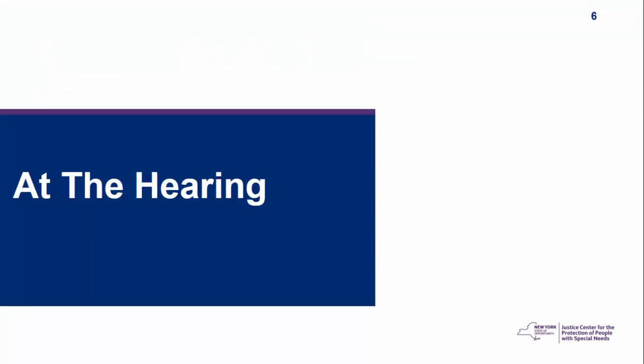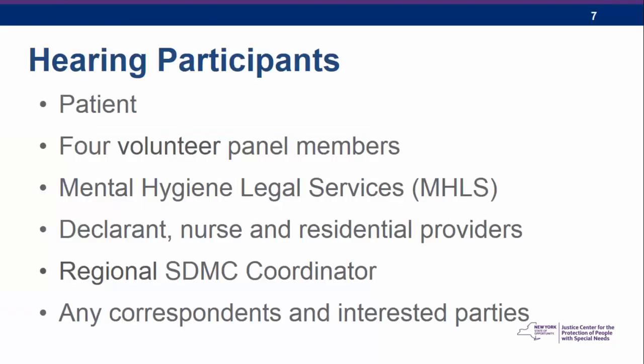After preparing for the hearing, volunteer panel members attend the hearing. Under certain circumstances, volunteer panel members may participate remotely by telephone. Hearing participants that must attend the hearing include the patient, the 4 volunteer panel members, providers that can provide information about capacity, surrogacy, and best interest, and mental hygiene legal services, or MHLS.